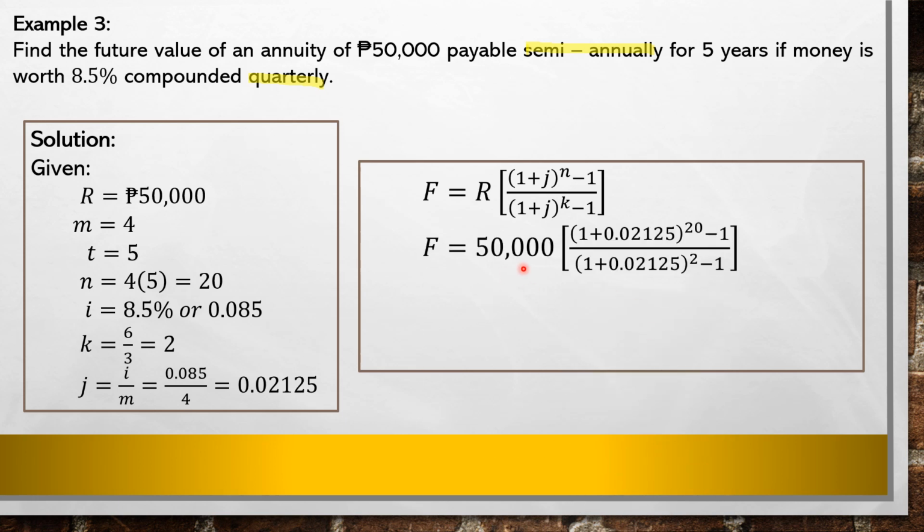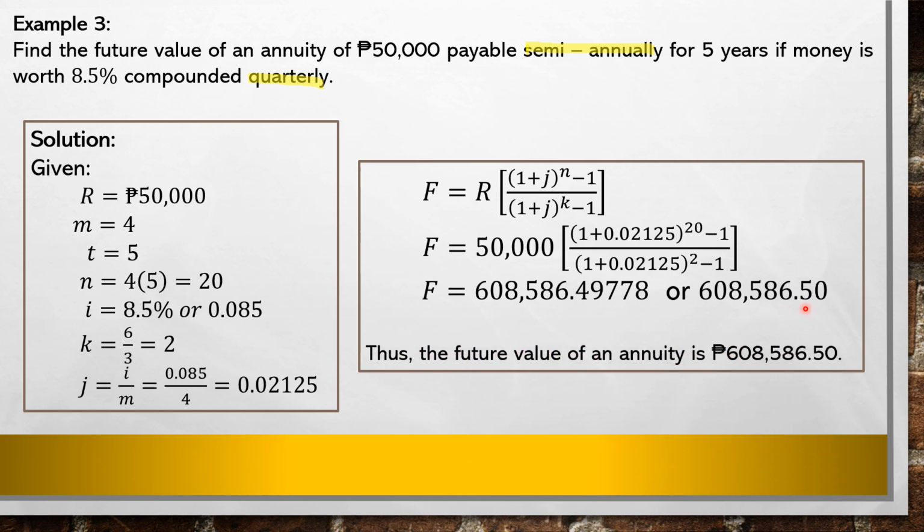Okay, so let's substitute to our formula. R is 50,000 times 1 plus 0.02125 raised to N, which is 20, minus 1, all over 1 plus J, 0.02125, raised to K, which is 2, minus 1. If you compute this, the result will be 608,586.49778, or rounded off, 608,586.50. Therefore, the future value of the annuity is 608,586.50 pesos.